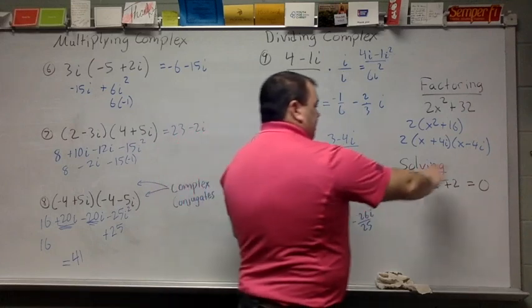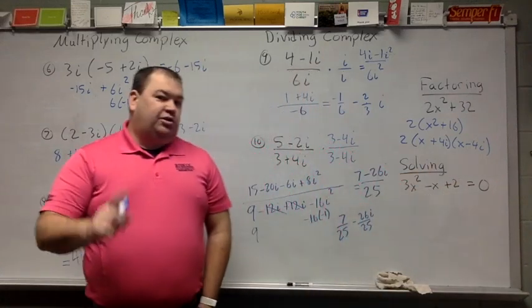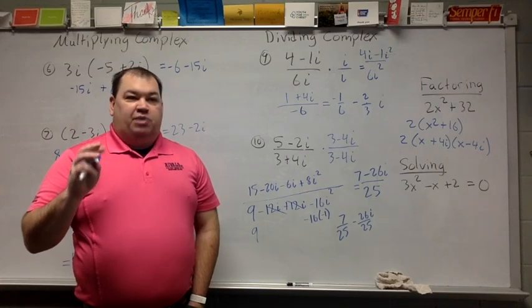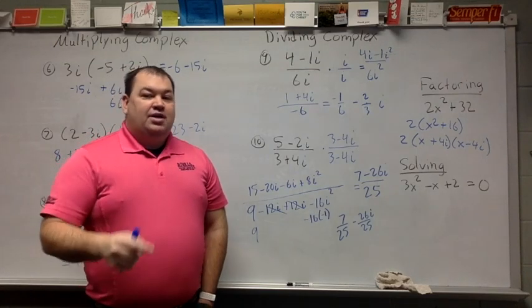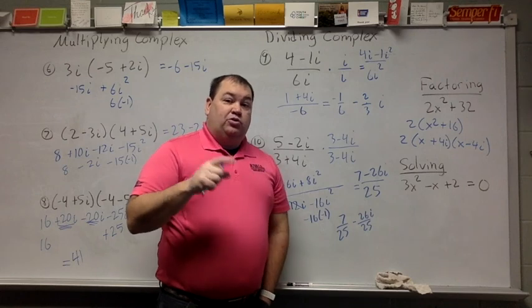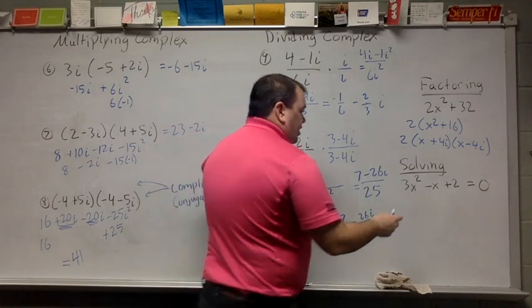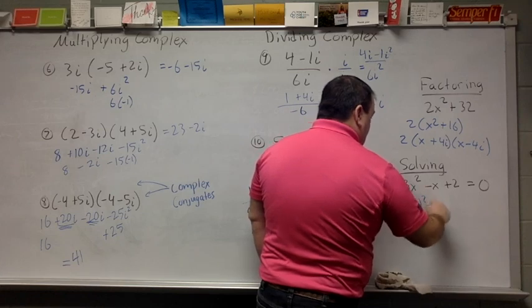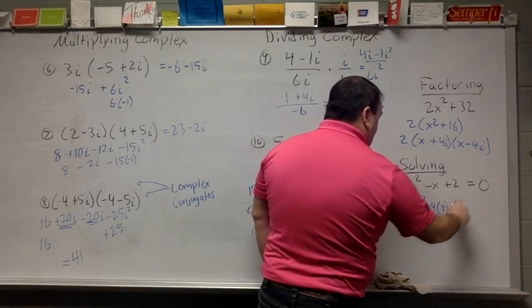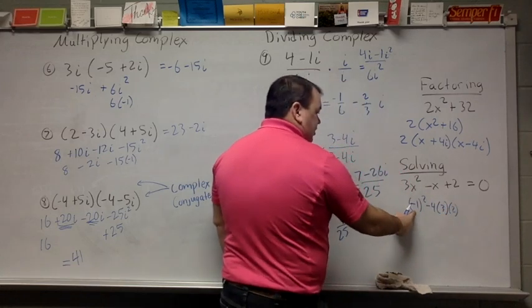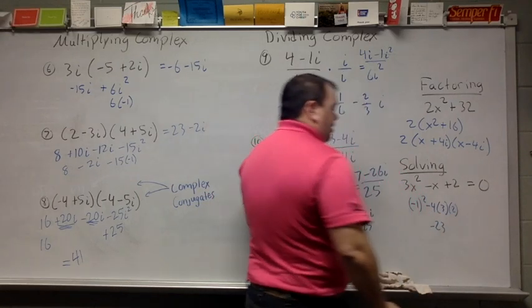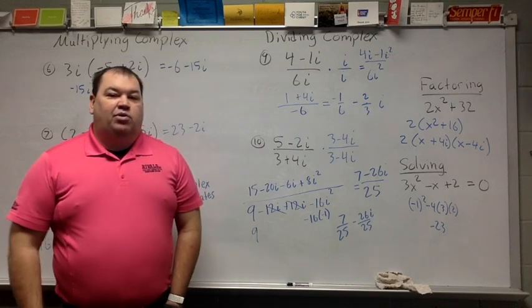Or if I have solving, however you tend to solve things, whether it's by factoring, whether it's by quadratic formula, whether it's by graphing, whatever you tend to do. Now this one is going to work. Let me show you what I mean. If I do the discriminant, b squared minus 4ac, I get 1 minus 24. That's a negative 23. The discriminant is telling me I don't have any real answers.